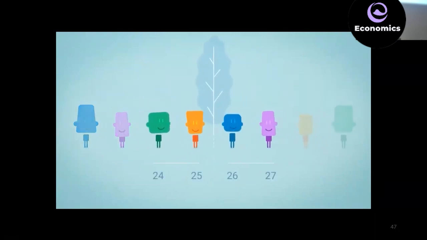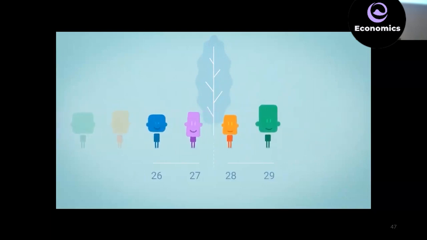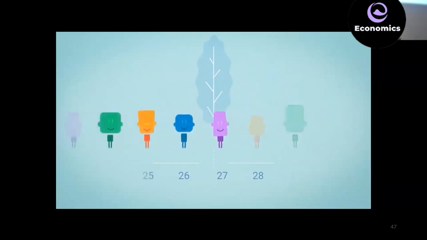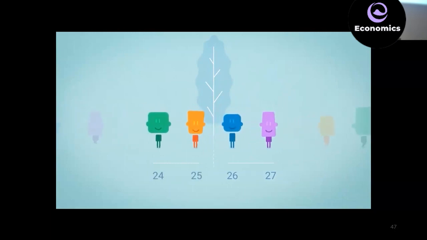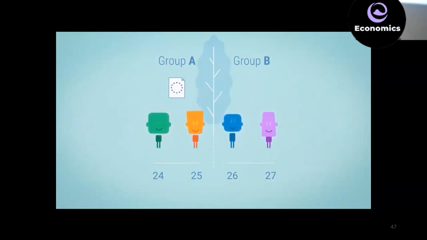RDD looks at individuals who are slightly above the age of 25 and at those who are slightly below it. The fact that rules can be discretionary ensures that people close to the threshold are very similar, except for the fact of participating in the program. For example, consider Group A of unemployed people aged between 24 and 25, and Group B with ages between 26 and 27. These groups should have, on average, the same income, education, motivation, etc. Only Group A can take up the training, whereas Group B is excluded.